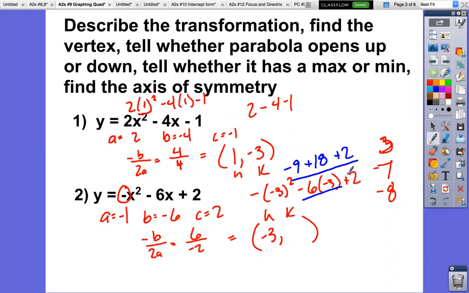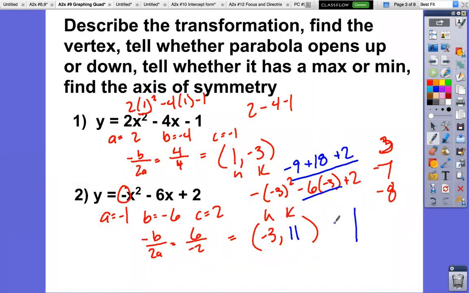So I understand where the mistake was made. Hopefully you guys do too. Pay attention to your signs. -9 plus 18 is 9, plus 2 is 11. Last one, just for good measure.